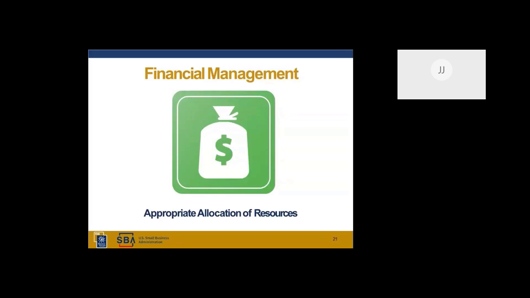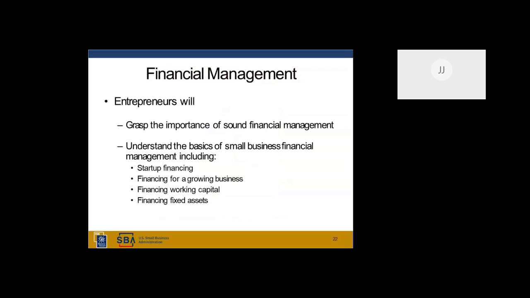So financial management, again, a great module for any entrepreneur. The subtitle here is Appropriate Allocation of Resources. Financial management identifies financial management practices, rules, and tools commonly available for small businesses and how these tools work. The tools covered under the topic here include bookkeeping, projections, financial statements, and financing, which all play a role in sound business decision-making.